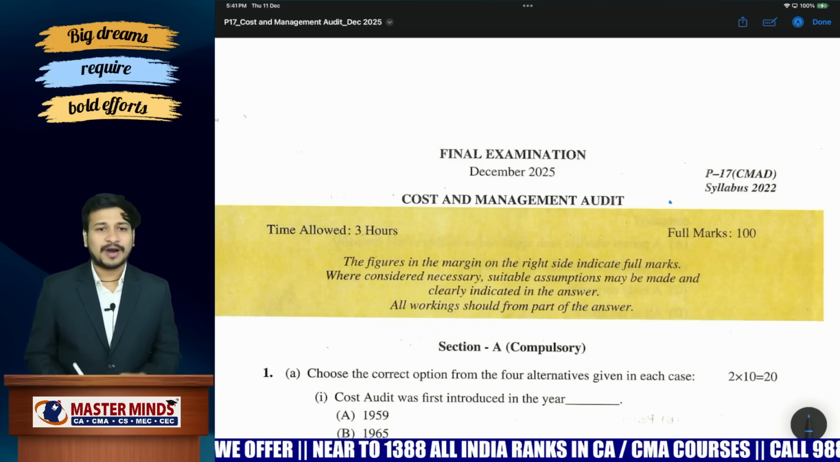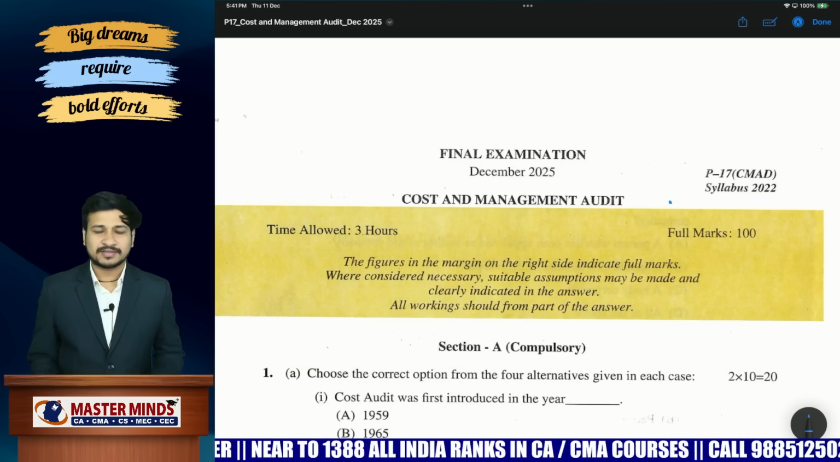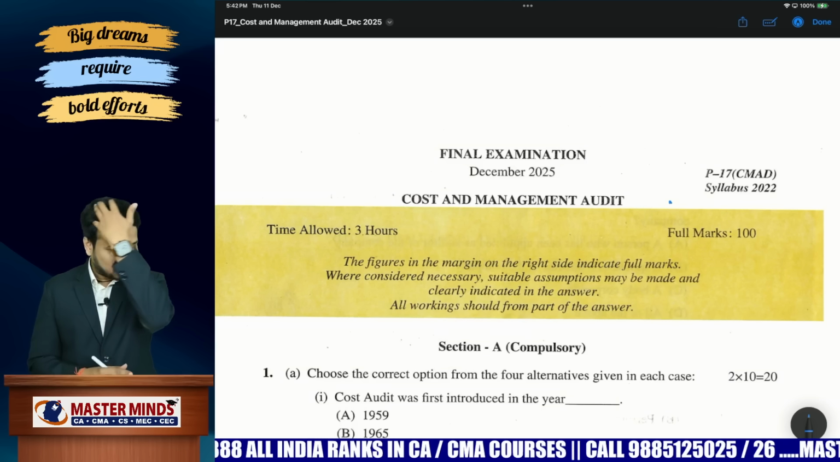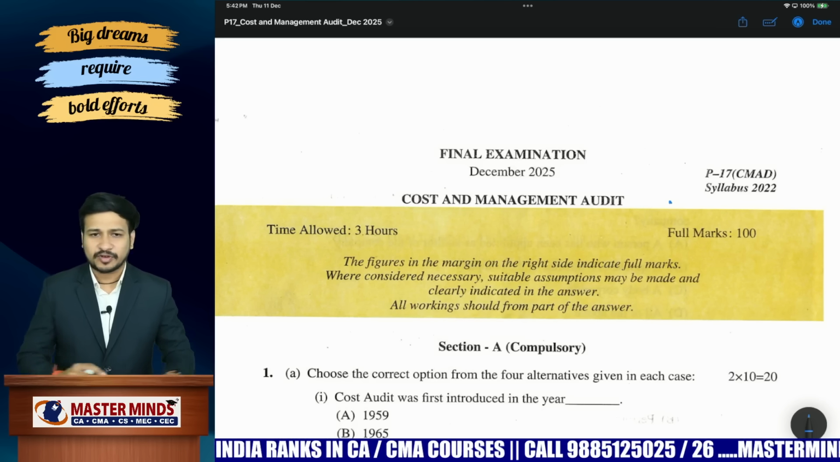First of all, I am not going to tell you the MCQ answers. The reason being, every question is from the MCQ booklet itself. Frankly speaking, no question is outside the purview of the MCQ booklet.